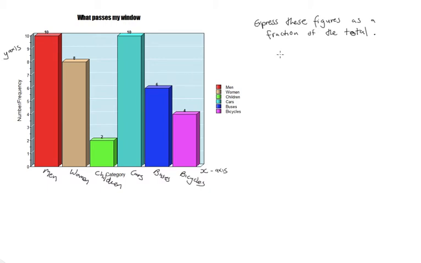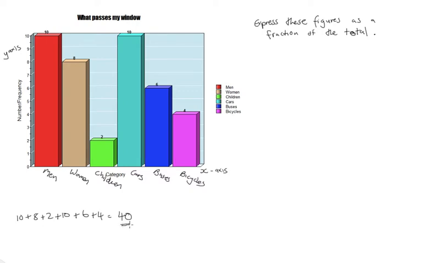All right. Now, in order to do that, you're going to first have to figure out what was the total number of things that passed by your window. So first thing we have to do is we have to add all these together. So let's just add them down here. So it's 10 plus 8 women, plus 2 children, plus 10, plus 6 buses, and plus 4. 10 plus 8 is 18, plus 2 is 20, plus 10 is 30, plus 6 is 36, plus 4 is 40. Okay, 40 things passed by your door.